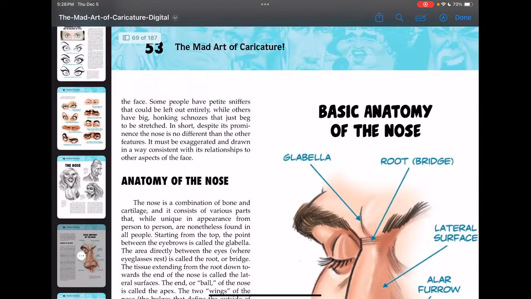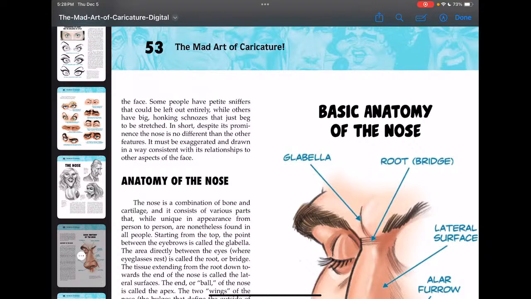Some people have petite sniffers that could be left out entirely, while others have big, honking schnozzes that just beg to be stretched. In short, despite its prominence, the nose is no different than the other features. It must be exaggerated and drawn in a way consistent with its relationships to other aspects of the face.